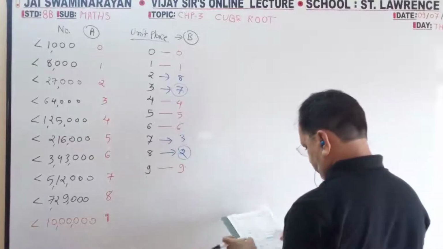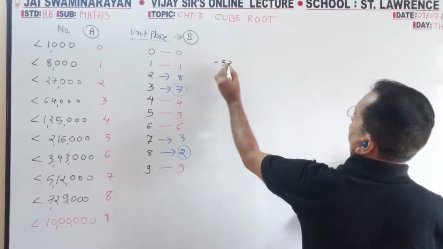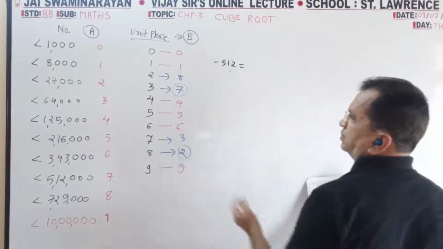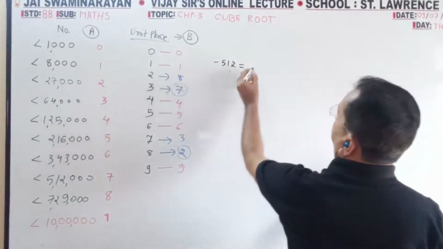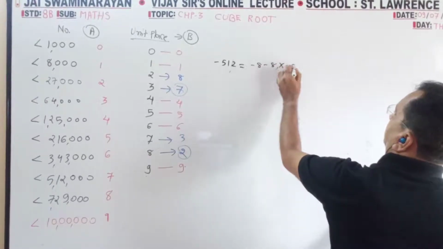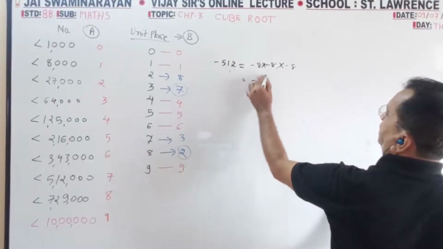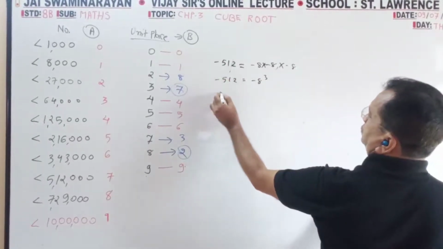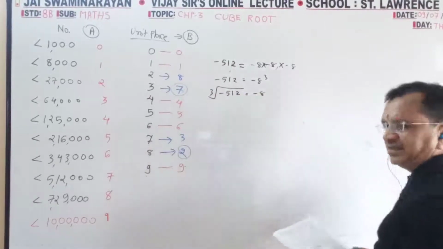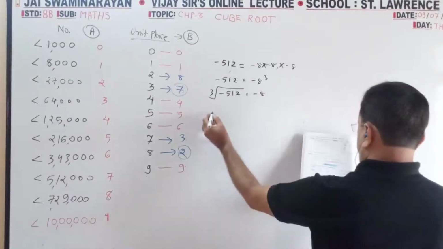Now they have given a minus value. If it is minus 512, that is less than 1000, and for 2 it is 8. So it is minus 8, minus 8, minus 8. So it is minus 8 cube. So the cube root of minus 512 is minus 8, like that, for minus numbers.